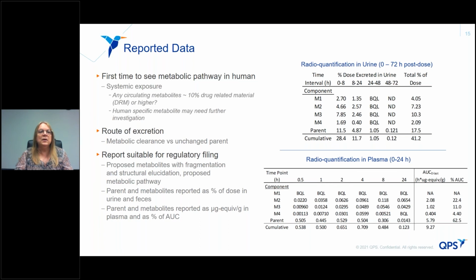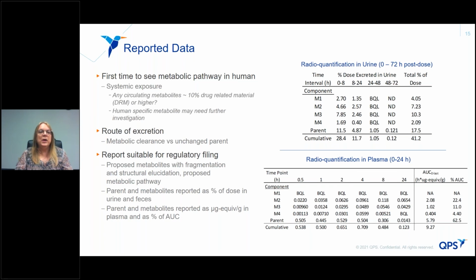And for the plasma at the bottom, what you'll see is the same metabolites as were shown in the urine, but the time points are slightly different because of the way that the collections were done, and then the AUC is listed to your right. The % AUC at the far right column, that's the important column for these. So as you can see, M2 and M3 both are greater than 10% of the drug-related material. So that's crucial to know for studies going forward. So you will need to know whether the preclinical samples have sufficient coverage of those pathways.